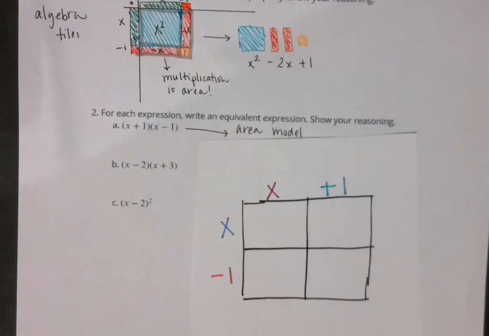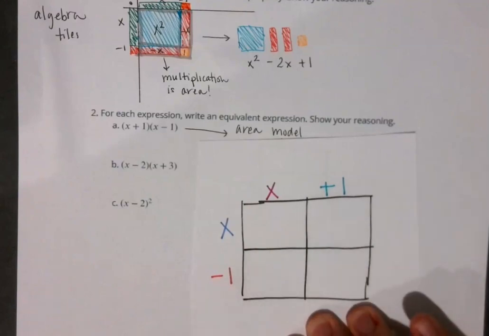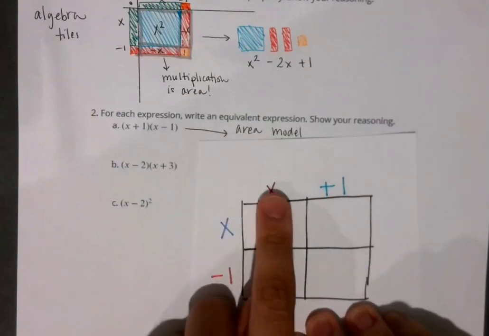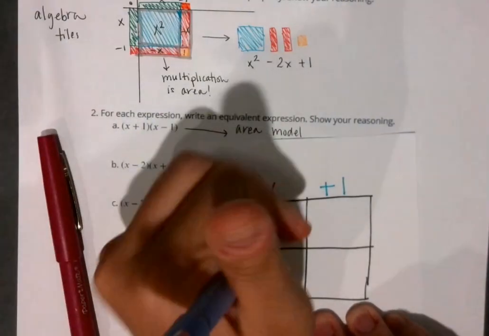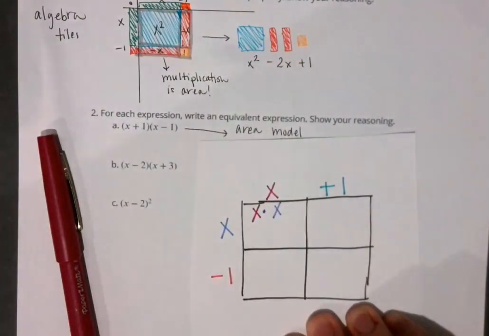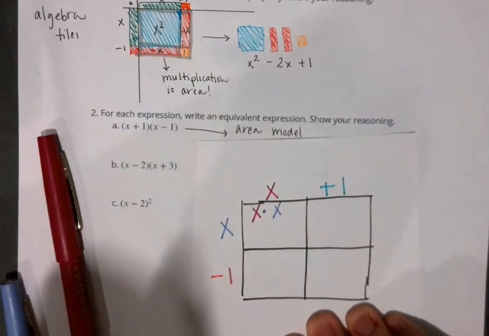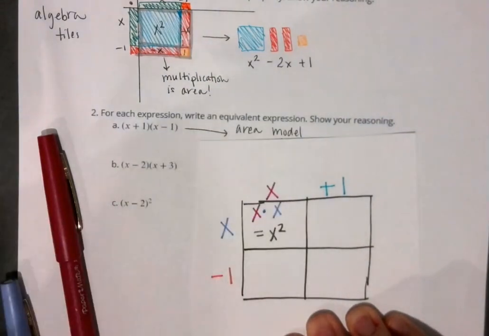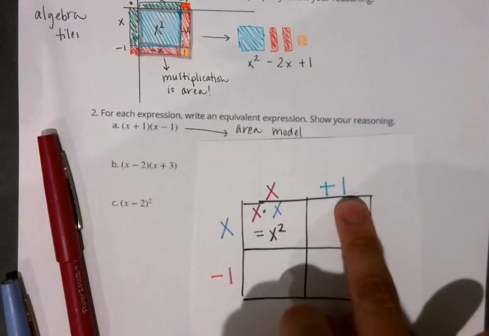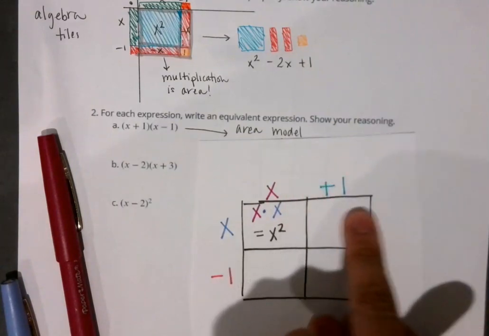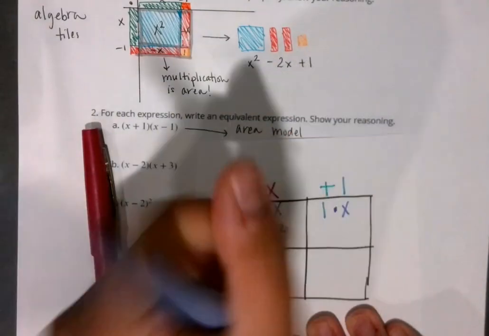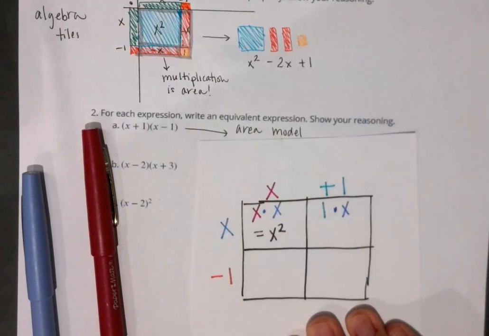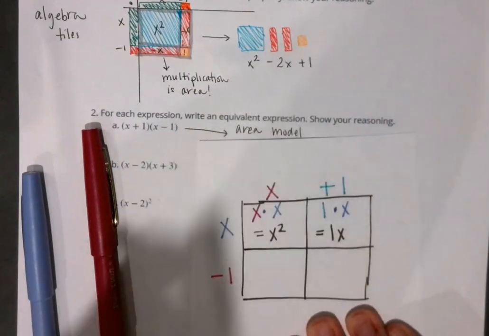So when I'm doing the multiplication for area model, again, we are trying to find the area of each of these four rectangles. This top left rectangle is touching an x and an x, so I'm going to be multiplying this purple x times the pink x. And I know that x times x equals x squared. This top right box is going to be multiplying this positive blue 1 times this purple x. So I'll have 1 times x, and I know that 1 times x is just 1x.